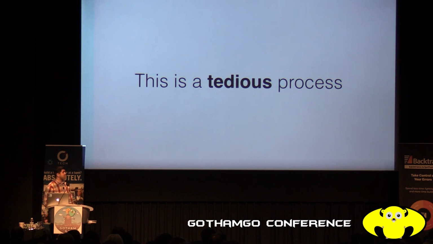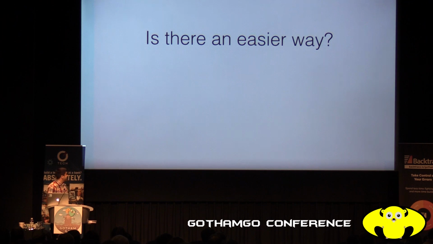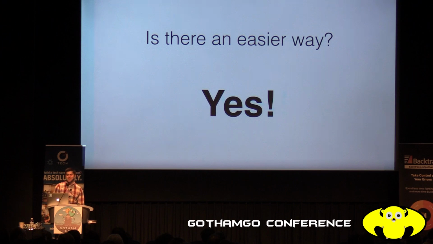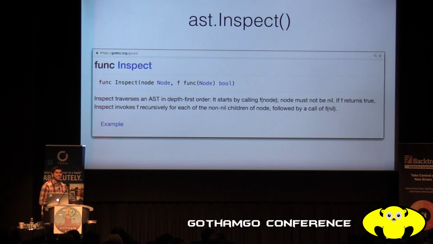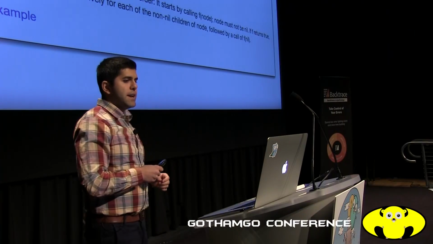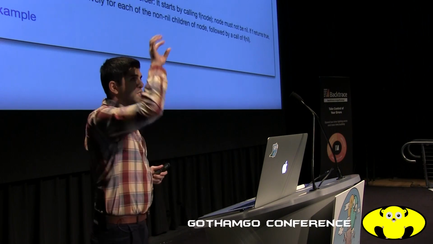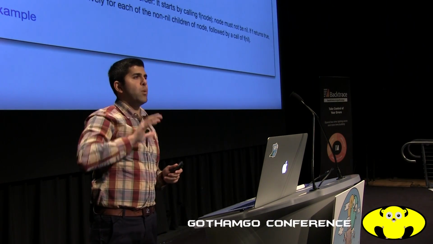So this is a very tedious process, of course, traversing the whole tree one by one. Is there an easier way? Yes, there is. We're going to use a function called AST inspect. And this function is really cool because you pass the root node, the file, for example, in our example, and then you pass another visitor function. So when we call this function, it calls the visitor function for each of the nodes one by one.